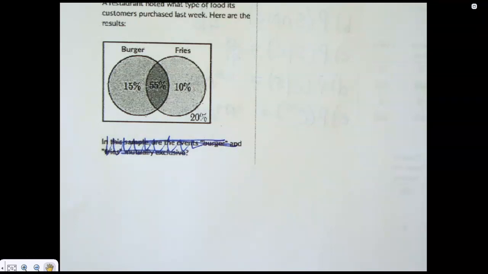The difference in a Venn diagram is that number is not counted twice. So in the table, if you're looking at this row and this column, that number's in this row and this column. In a Venn diagram, it's not. So you don't have to subtract it out. It's a little different when you're doing the calculations. So let's go through some questions here.